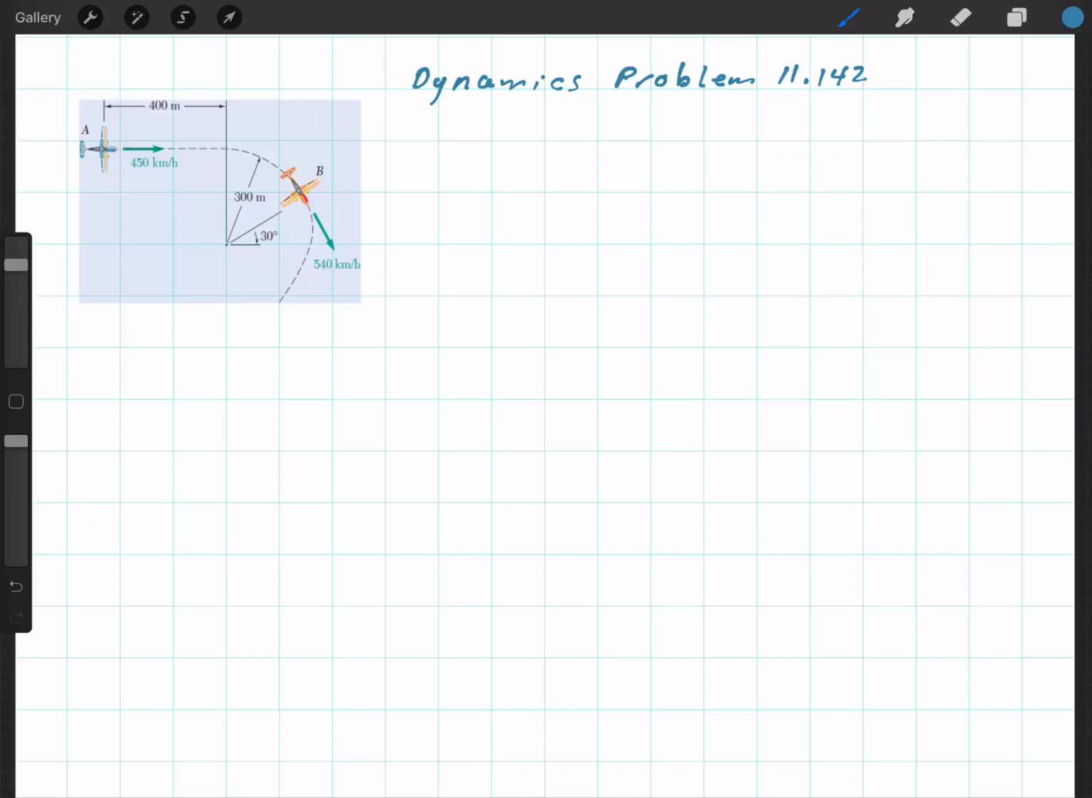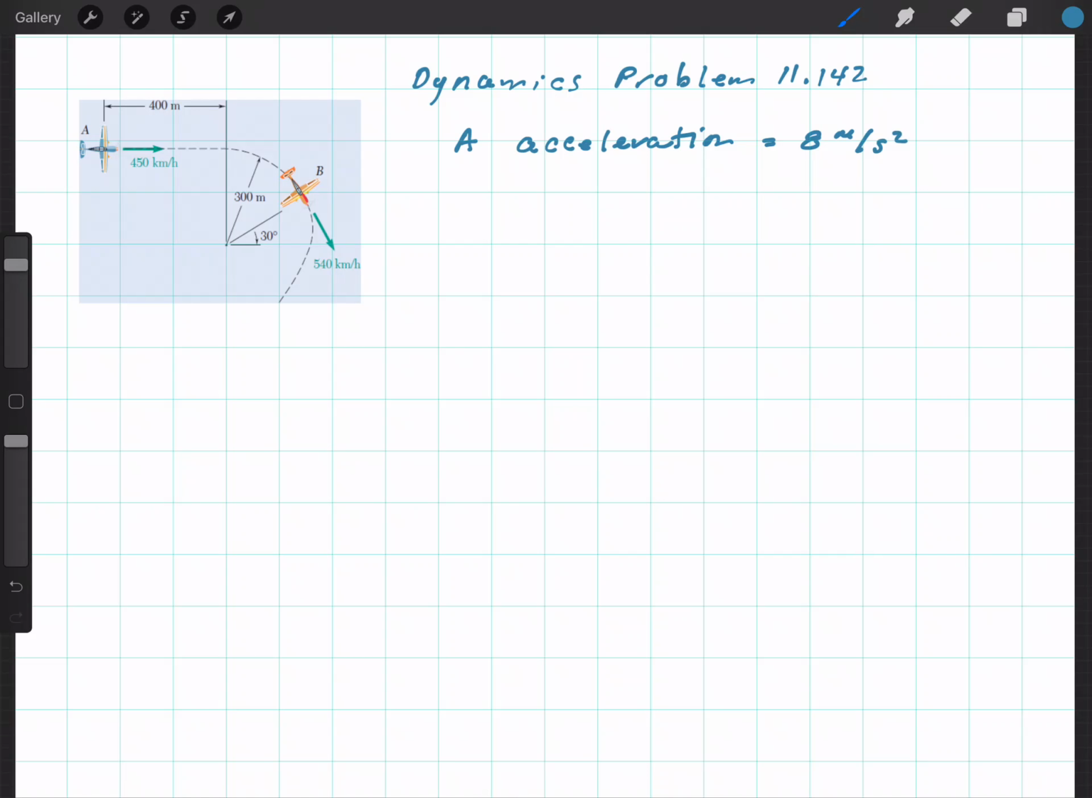At a given instant in an airplane race, airplane A is flying horizontally in a straight line, and its speed is being increased at a rate of 8 meters per second squared. So A's acceleration is 8 meters per second squared.